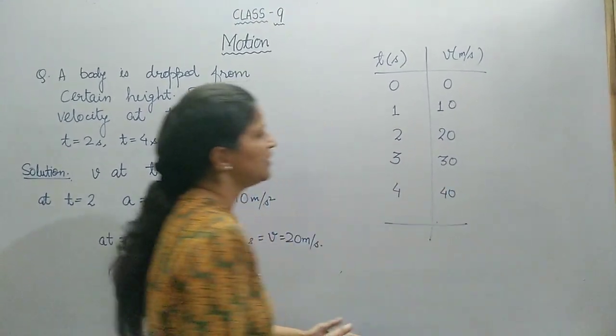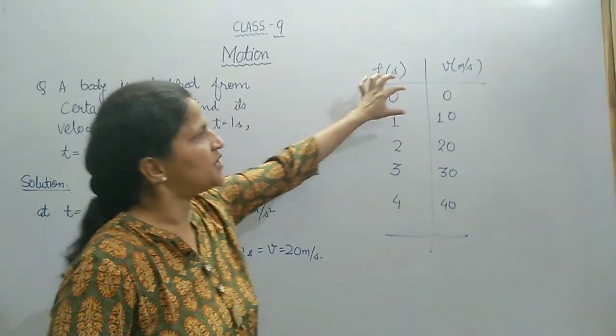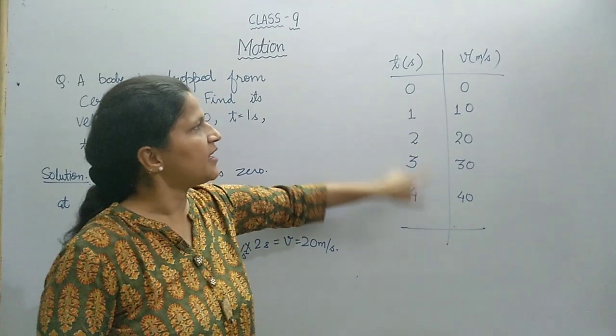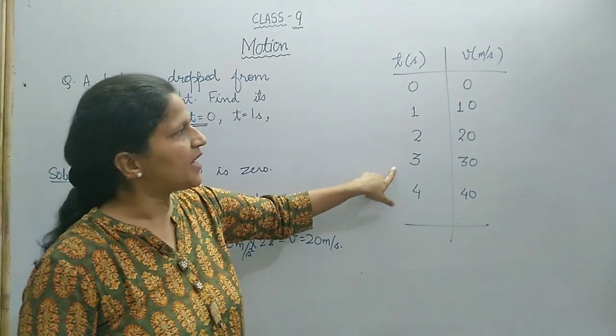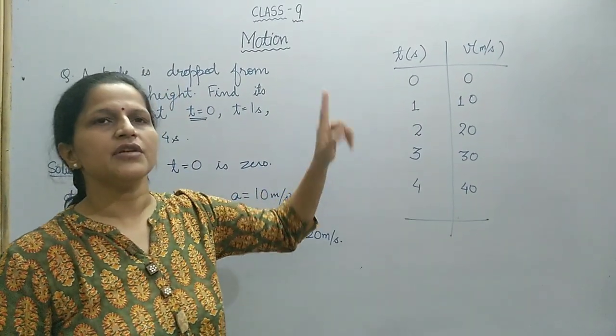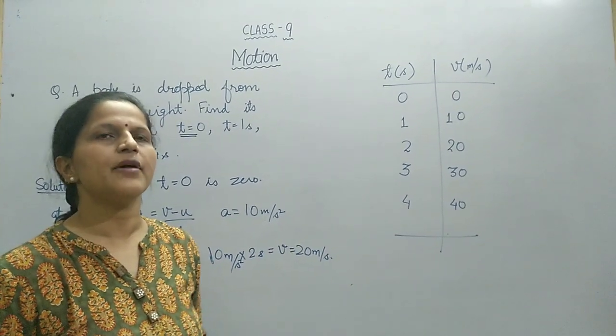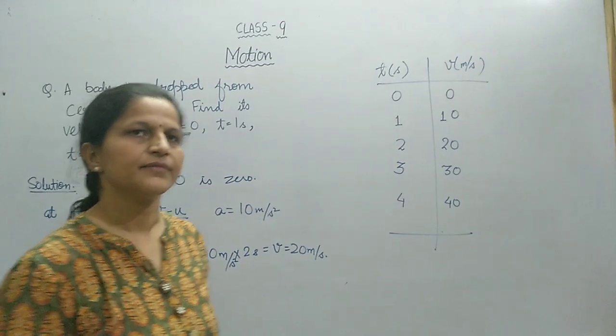which means that the object is gaining a speed of 10 meter per second in every second. That is why we say that gravity is uniform acceleration. Gravity is producing uniform acceleration in a body.